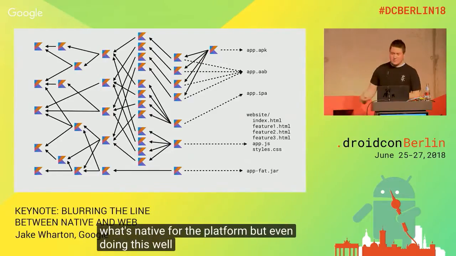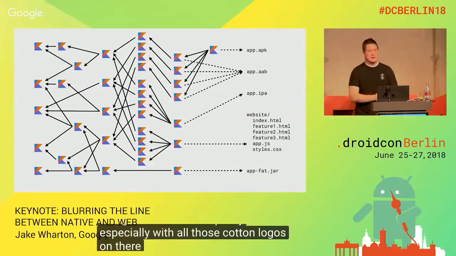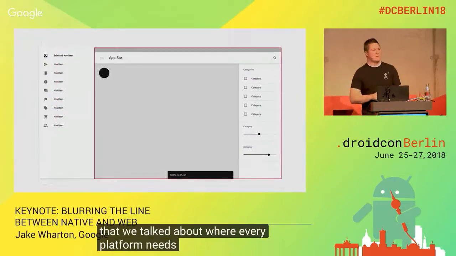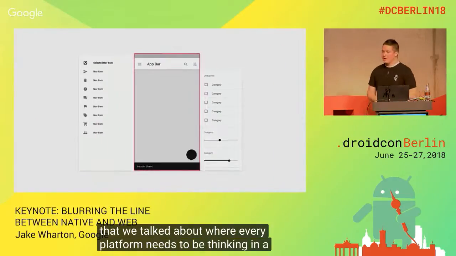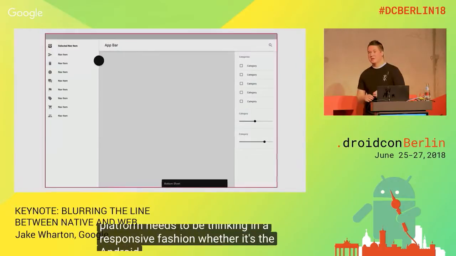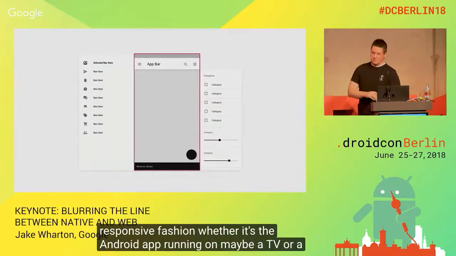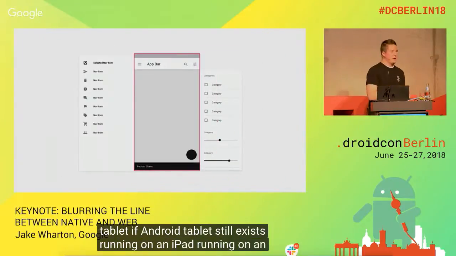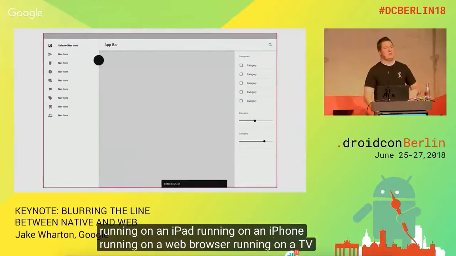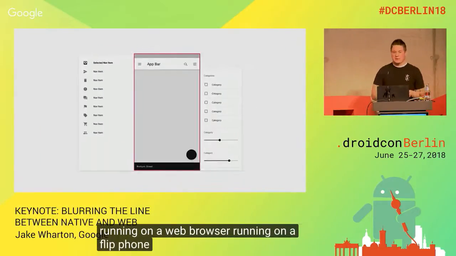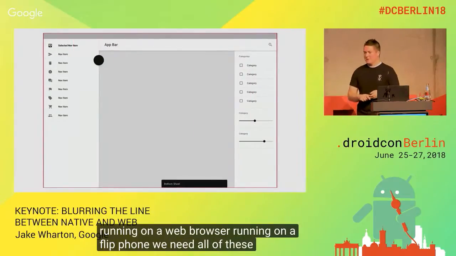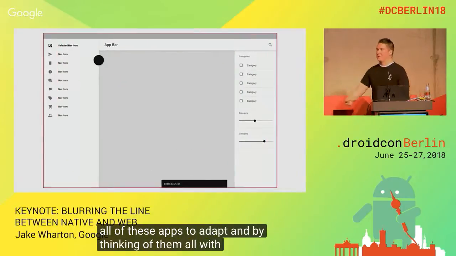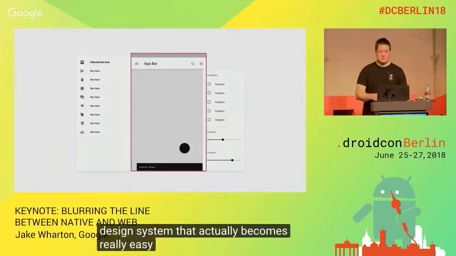But even doing this, while it looks pretty, especially with all those Kotlin logos on there, it's really not enough because we need to remember the other principles that we talked about, where every platform needs to be thinking in a responsive fashion, whether it's the Android app running on maybe a TV or a tablet, if Android tablets still exist, running on an iPad, running on an iPhone, running on a web browser, running on a TV, running on a web browser, running on a flip phone. We need all of these apps to adapt. And by thinking of them all with the same design system, that actually becomes really easy.